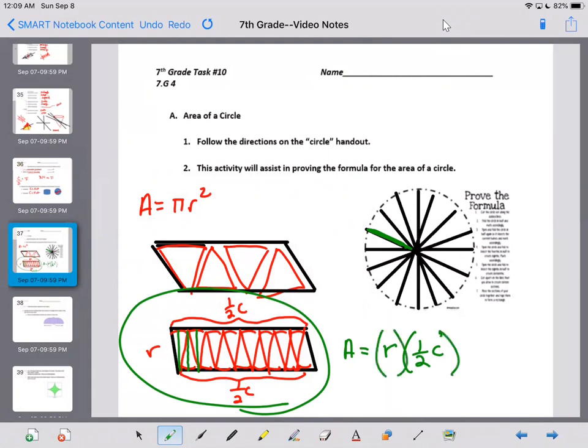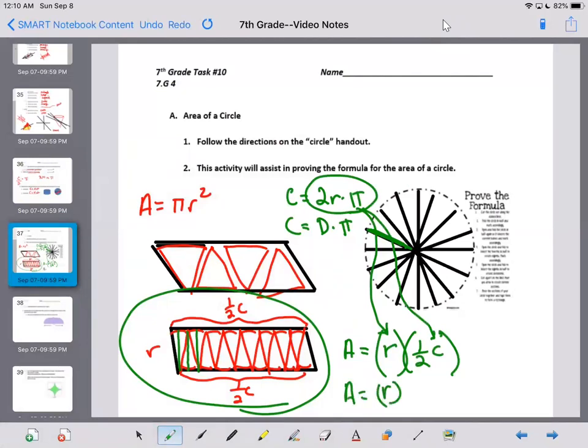Now, what does circumference equal? Well, circumference, remember, is equal to 2r times pi, or pi times d, the diameter. We're going to use this one because we're already in terms of r here. So we're going to substitute here, and so we're going to have r multiplied by 1/2 times 2r times pi.